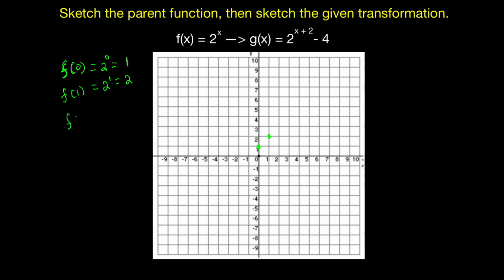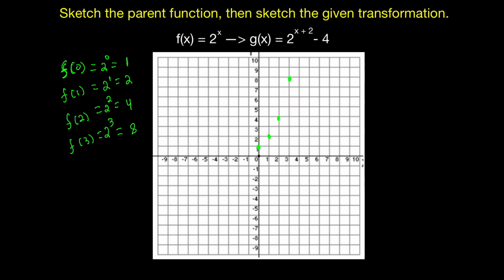And let's do a few more. So I'm going to do f of 2 and f of 3. If I plug in 2, I'm going to get 2 to the second power, and 2 to the second power is going to be 4. If I plug in 3, I get 2 to the third, and then that's going to give me 8, since 2 times 2 times 2 is going to give me 8. So at 2, I'm going to go all the way up to 4, and at 3, I'm going to go all the way up to 8.